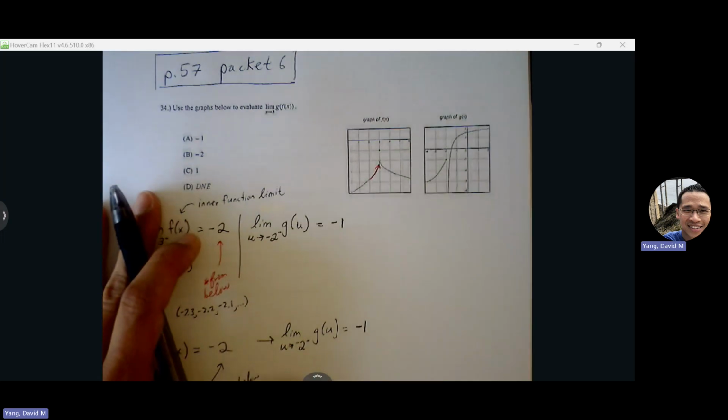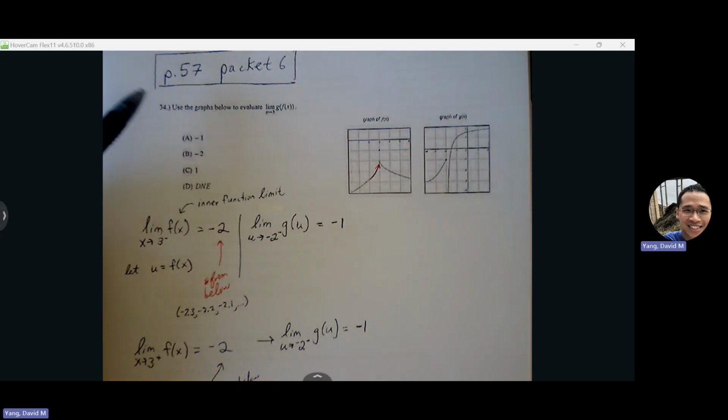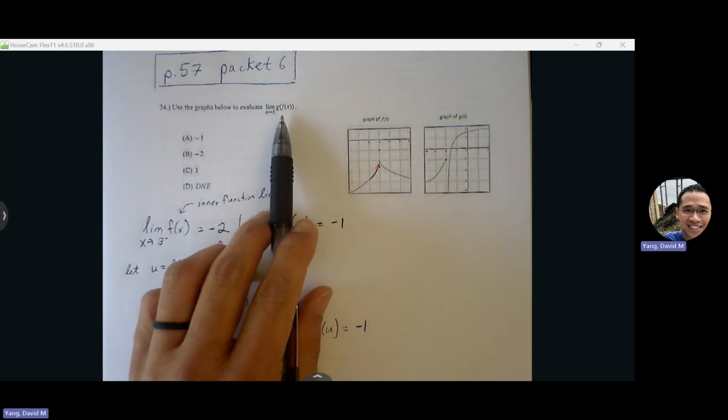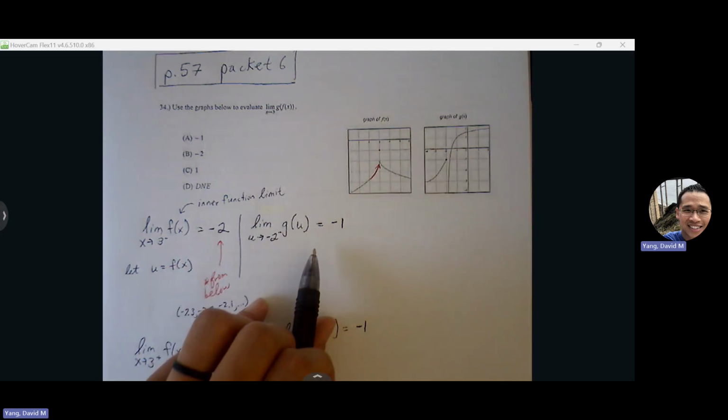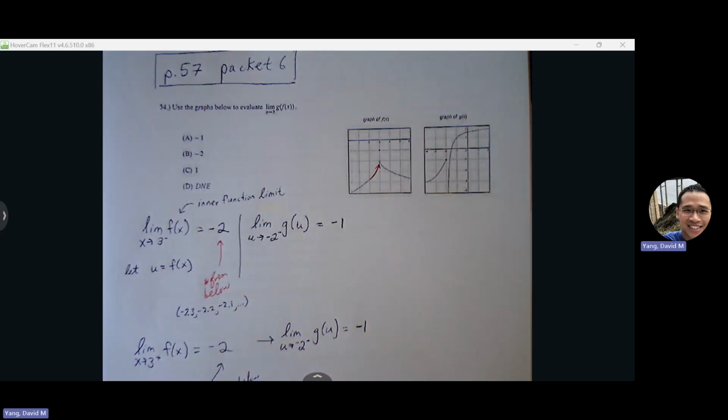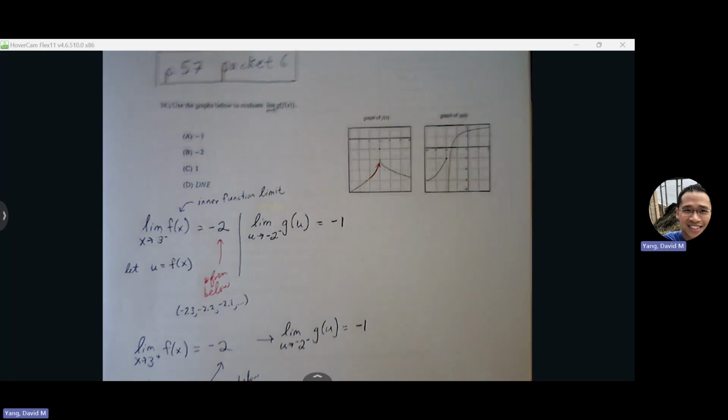But I do want to do this one problem here. This is kind of a strange problem. This is in packet 6, page 57. I think, Jamie, you were asking about this question, right? This is a limit involving a composite function. It's a little bit strange, but I can just go over it real quick. I don't know the likelihood of you seeing this on the AP exam is pretty slim, but still.